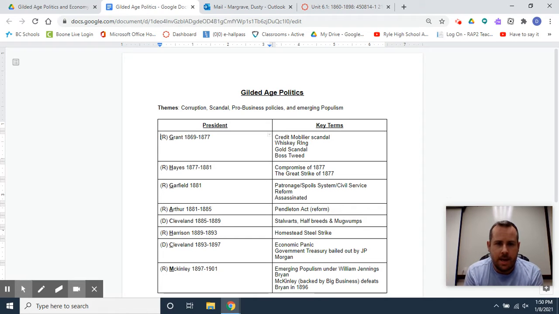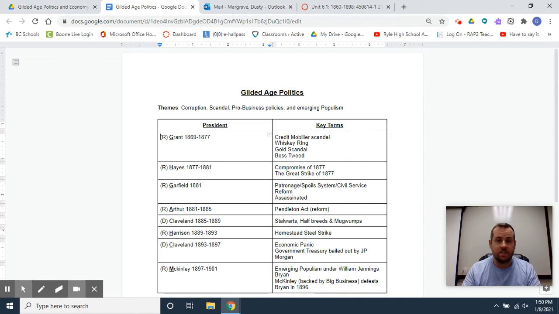All right, APUS, this is going to be our last lecture for Unit 6.1, which is on chapters 23 and 24. And really this whole unit, it's about the Gilded Age, 1860s up to around 1900, but the focus is on politics and economics. Just so you know kind of how your book organizes these chapters.